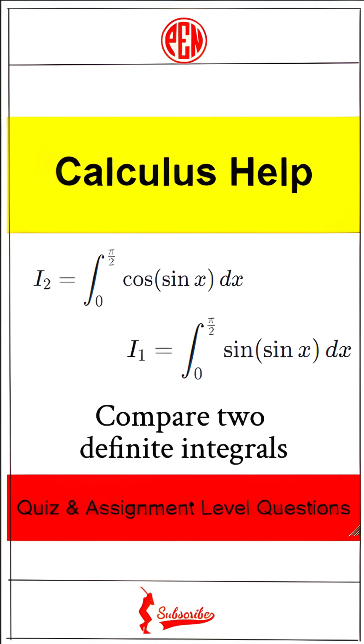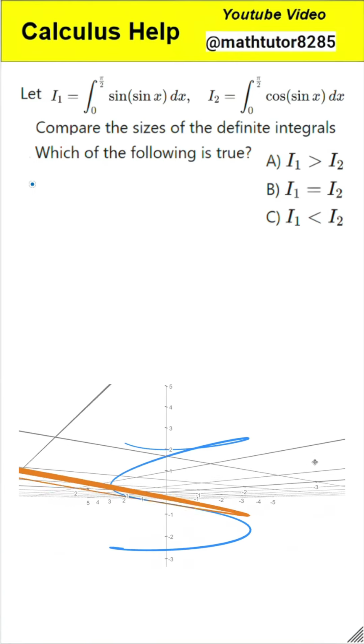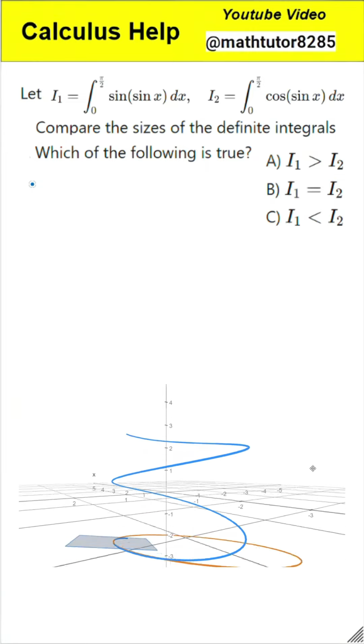This new question is to compare two definite integrals. Let I1 be the definite integral from 0 to pi over 2 of sine of sine of x with respect to x. Let I2 be the definite integral from 0 to pi over 2 of cosine of sine of x with respect to x. Which of the following is true?